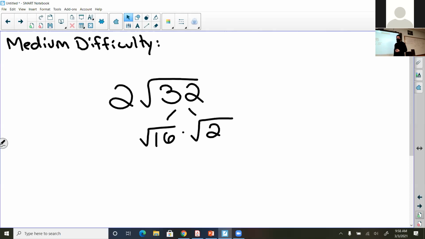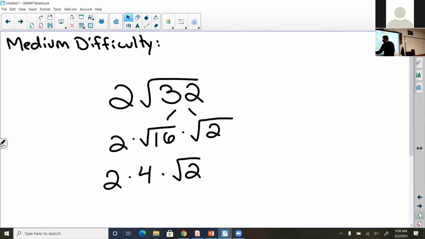Great, I'm almost done. So now I have 2 times the square root of 16 times the square root of 2. Let's simplify further. My next step, I still have that 2 there. It's still times the square root of 16, which is 4, times the square root of 2.